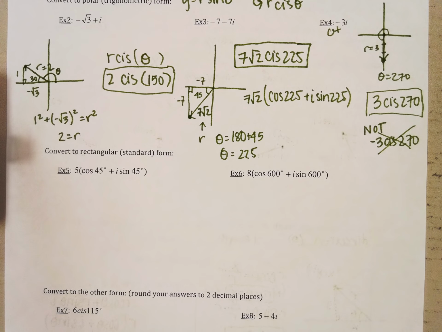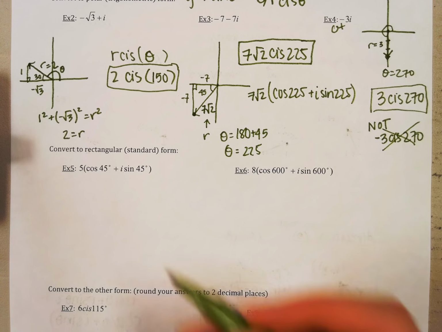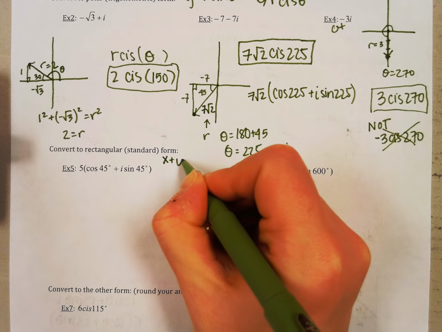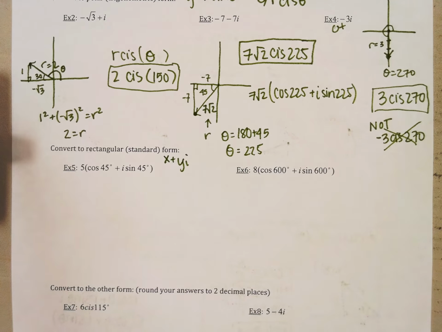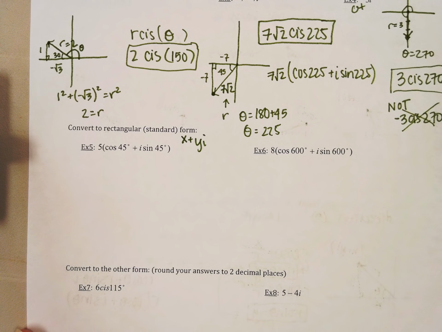Okay, we're going to go backwards now. We're going to go to rectangular form, which is the x plus yi. So that's our end goal, to get to that point. We're going to do the same process. We're going to draw a picture.